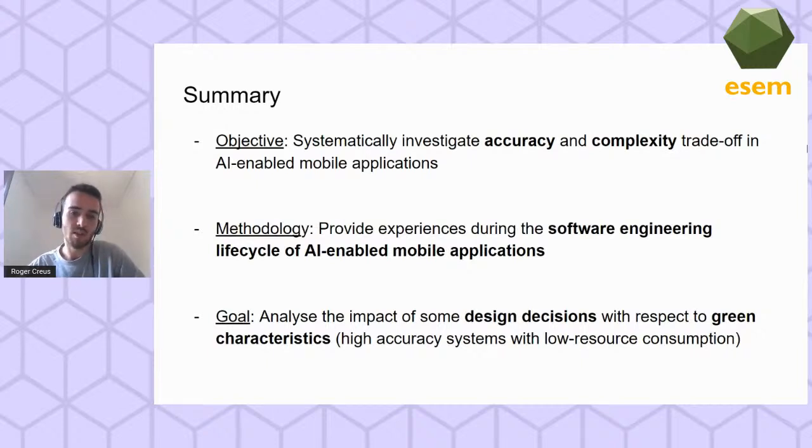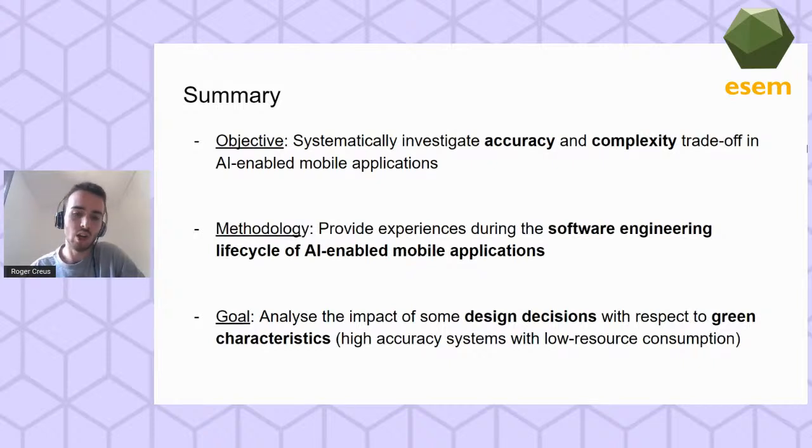And then our methodology consists in planning confirmatory empirical studies. So we will identify some variables and craft some hypotheses, and then we will provide our experimentation and hypothesis testing in order to give results and conclusions. So we will basically be developing a set of AI-enabled mobile applications, and we will be providing experiences during the software engineering of this. And with all this, our goal is to analyze the impact of some design decisions that will happen over the software engineering lifecycle and relate them with respect to some green characteristics.